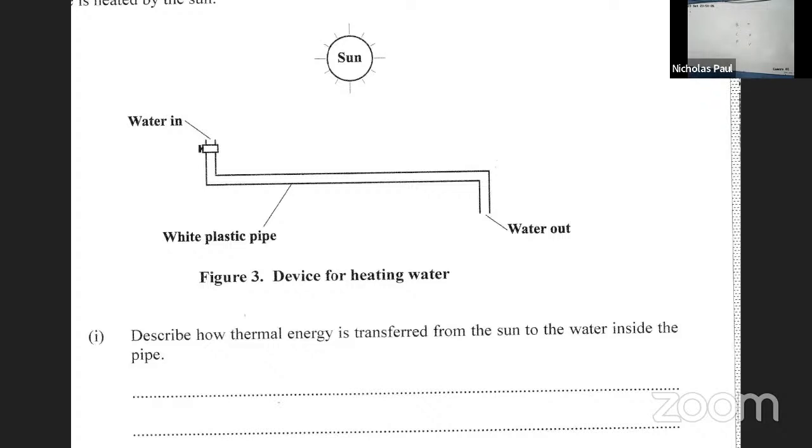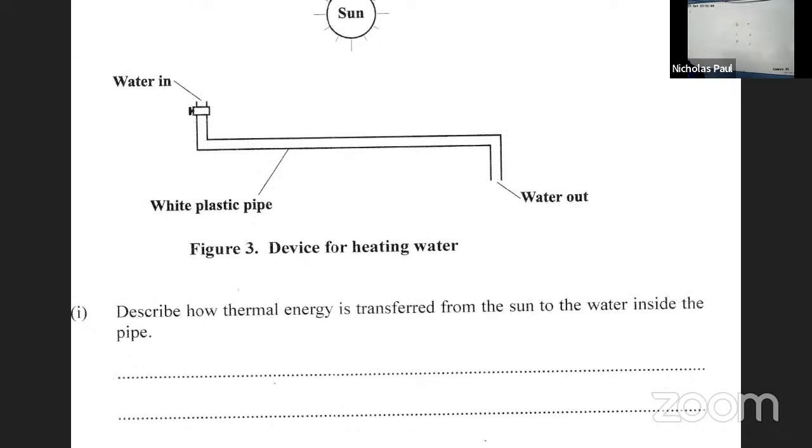Going over it, from the sun to the pipe, the heat energy from the sun is transferred to the pipe via radiation. Then it is conducted through the pipe. You can put in brackets "slowly", because plastic is a poor conductor. Then slowly conducted through the plastic pipe. And then convection transfers the heat through the water.